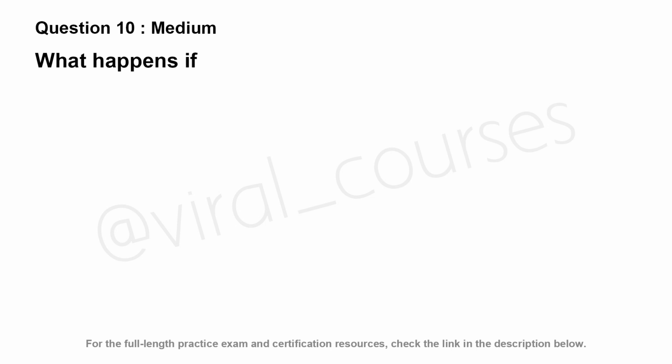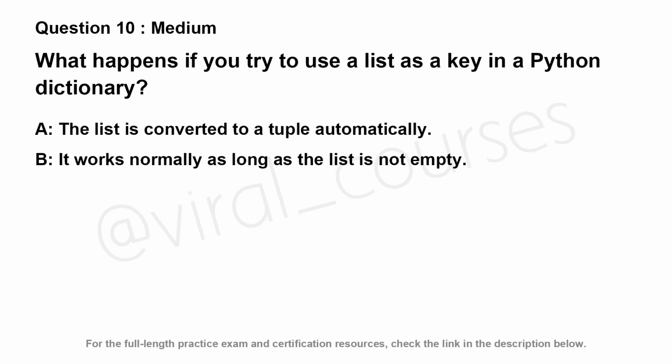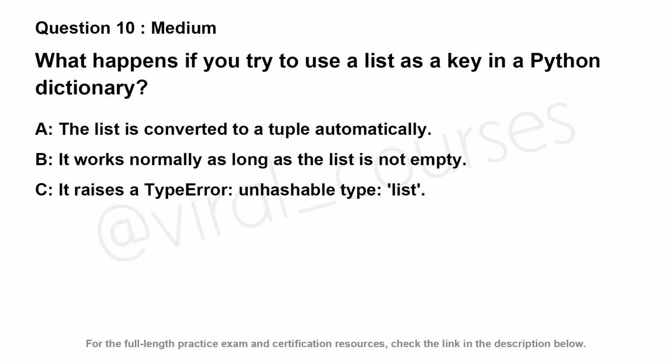What happens if you try to use a list as a key in a Python dictionary? Option A, the list is converted to a tuple automatically. Option B, it works normally as long as the list is not empty. Option C, it raises a TypeError: unhashable type: 'list'. Option D, the dictionary becomes a list of pairs.